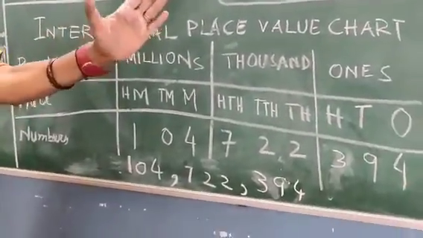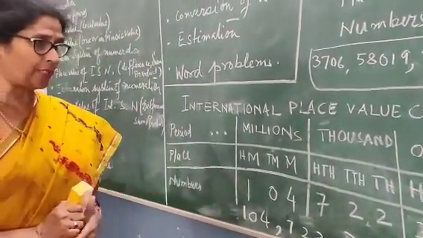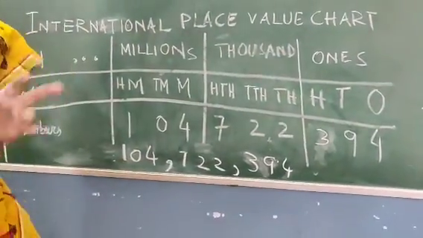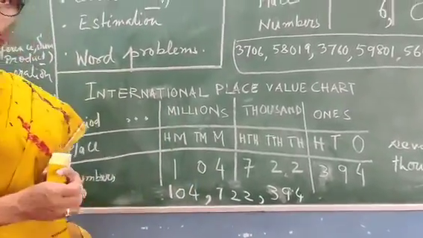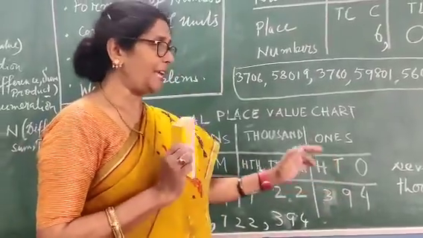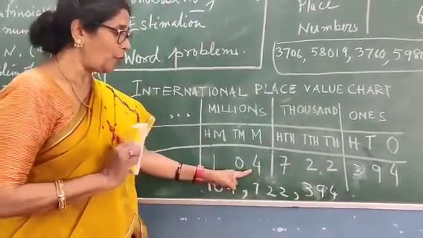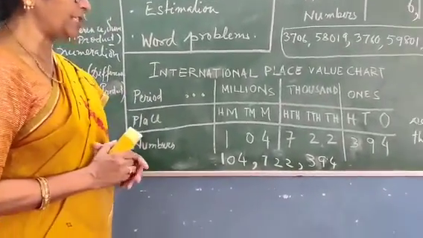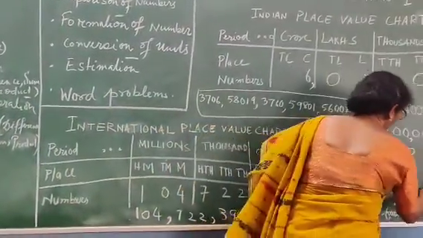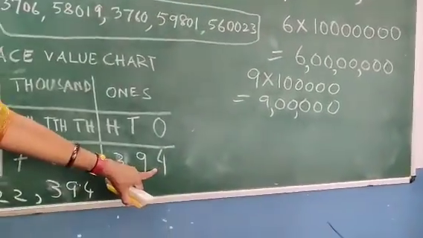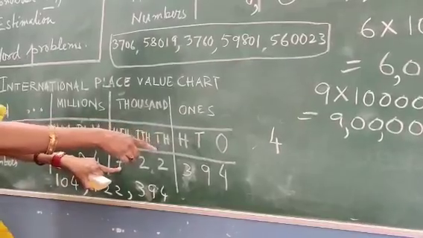Now in the case of the international place value chart, in the same way, whichever place the number occupies, we have to take out the place value. So if it is asked in the question what is the place value of 4 in the given number, here you see, children, there are two 4s. One 4 occupies the ones place, another 4 occupies the million place. So the 4 which occupies the ones place, the place value will be 4 into 1, that is 4. And the other 4, which occupies the million place, the place value will be 4 million. In million, we have to use 6 zeros.